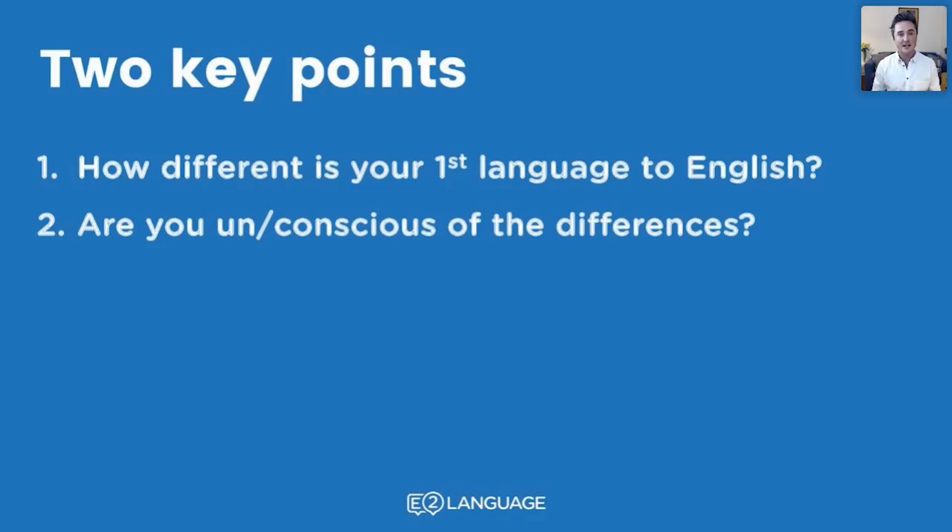However, Vietnamese, in terms of speaking, is incredibly different. They have their own way of saying things and a whole different sound system to English. So Vietnamese speakers might have quite a bit of trouble when speaking English, whereas Germans might do it a bit more easily. The second key point is, are you conscious of those differences? Or are you unconscious of the difference between your first language and English?